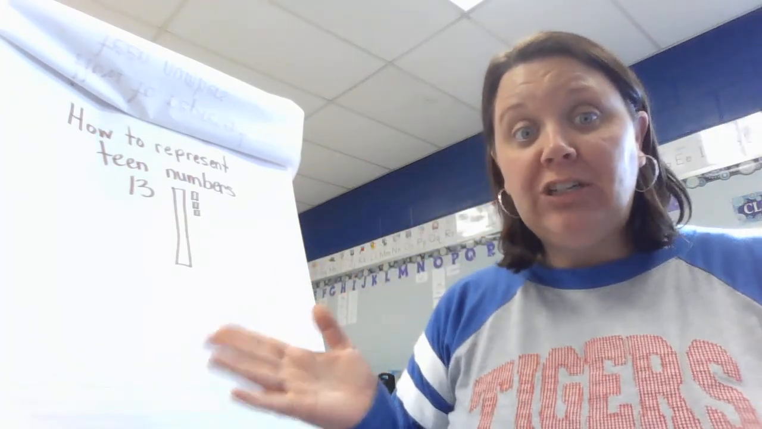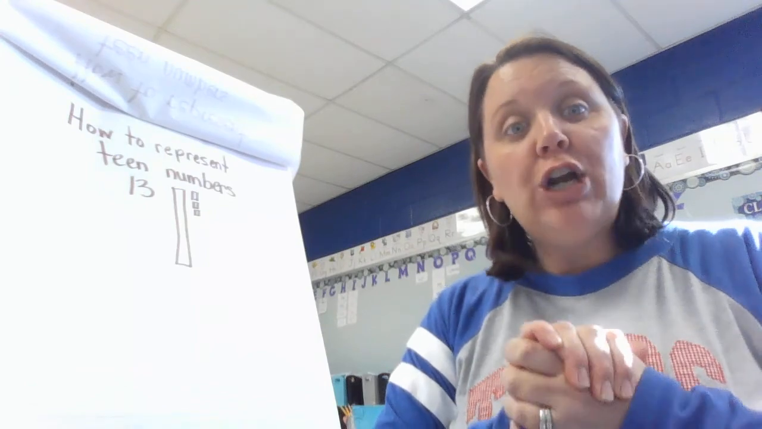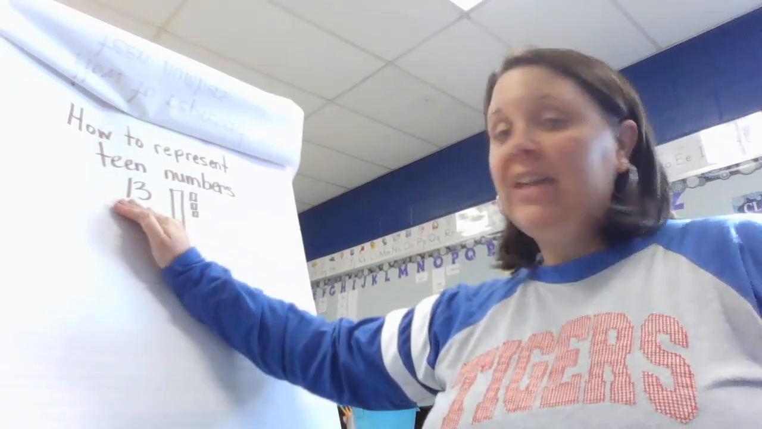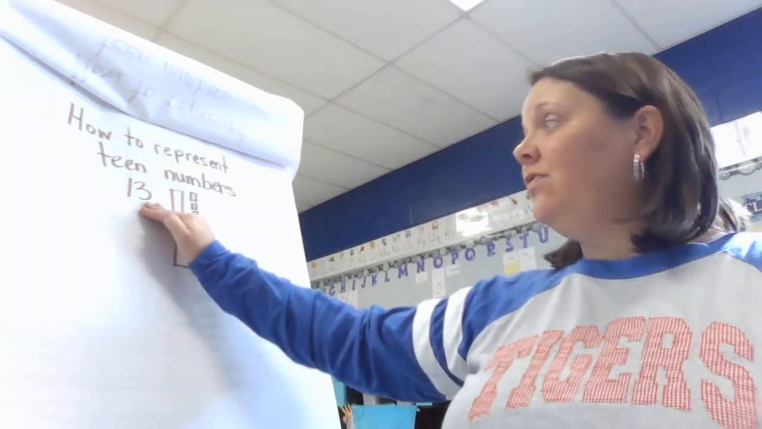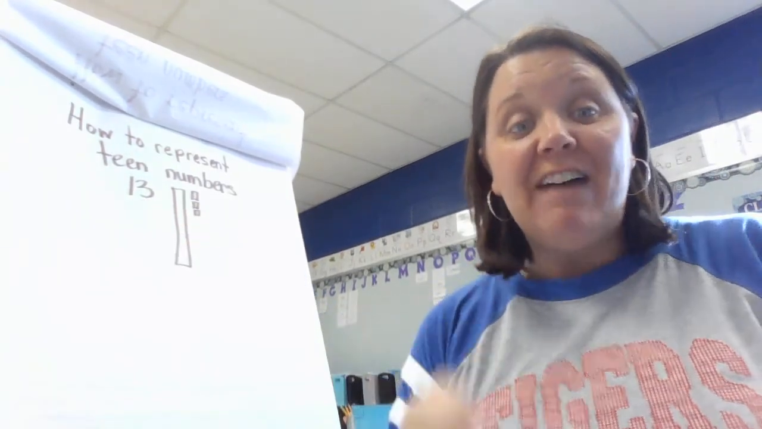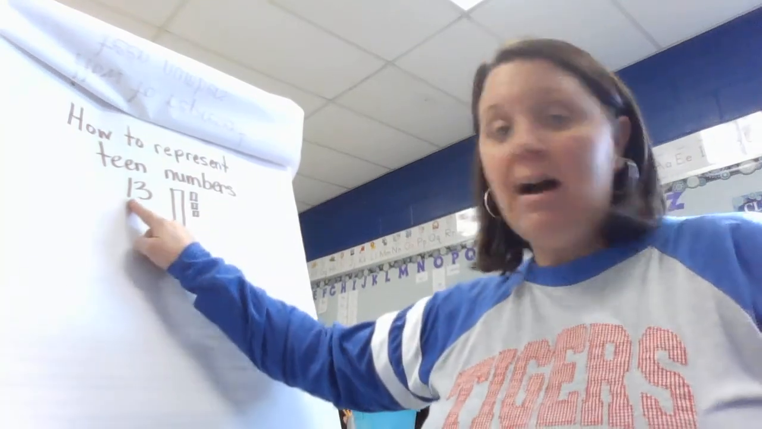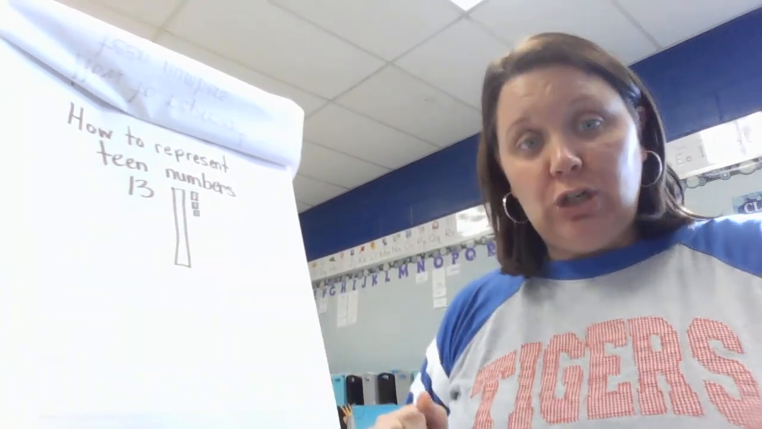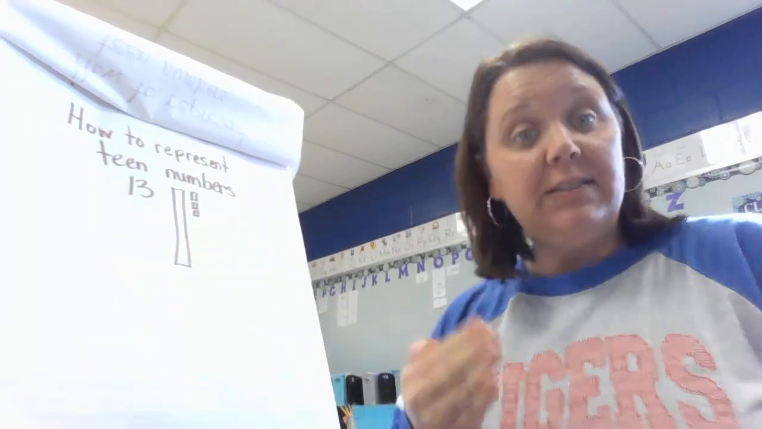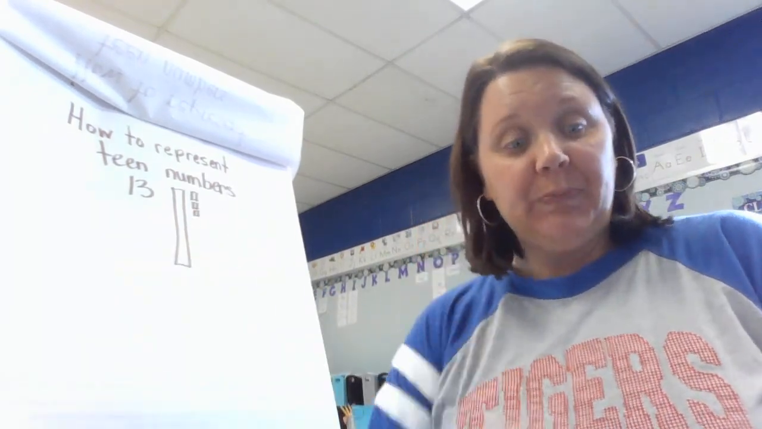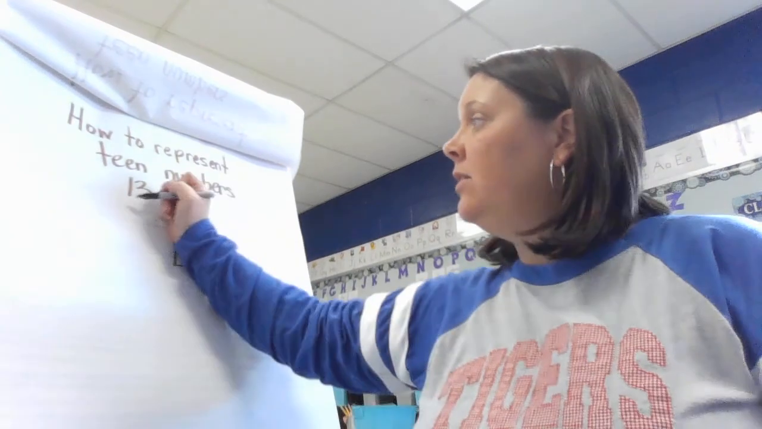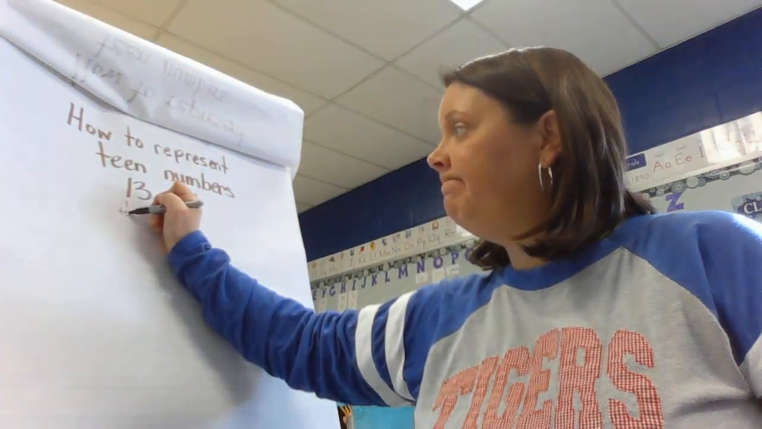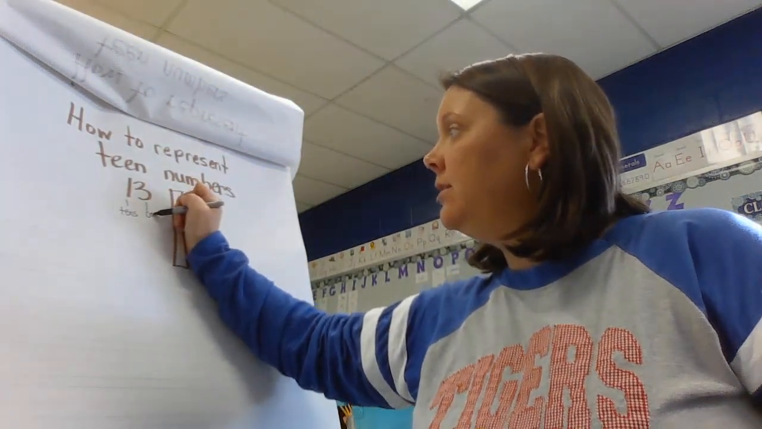Well, you need two digits. Digits are numbers. This is the tens place, and this is the ones place. Both of those digits have a value. The value of the tens place is a 10. The value of the ones place in this number is 3. Let's look at this. This is our tens place. This is our ones place.